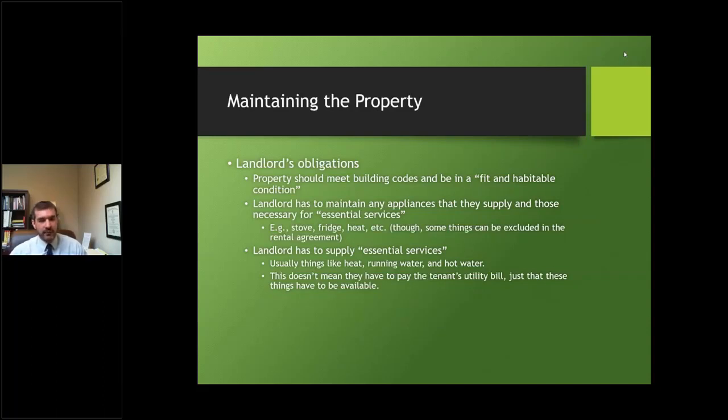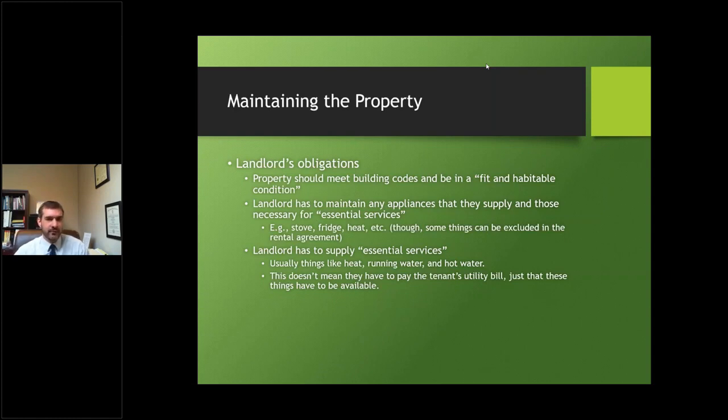Again, the landlord's obligations are set out in 27-40-440 of the Residential Landlord Tenant Act. Generally speaking, the landlord has to make sure that the property is fit and habitable. Fitness and habitability definitely describes conditions of the structure. So if there are holes in the structure allowing access from the outside, rodents can get in, certainly you have a fitness and habitability issue there.